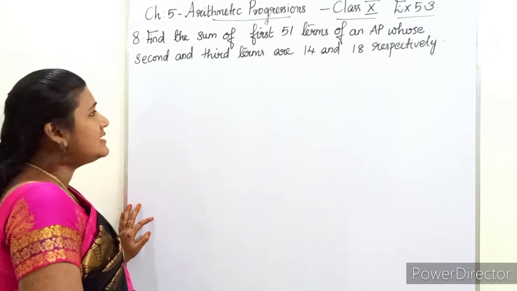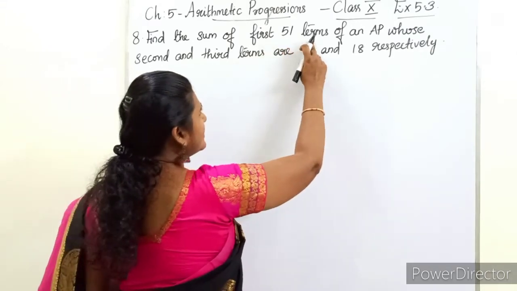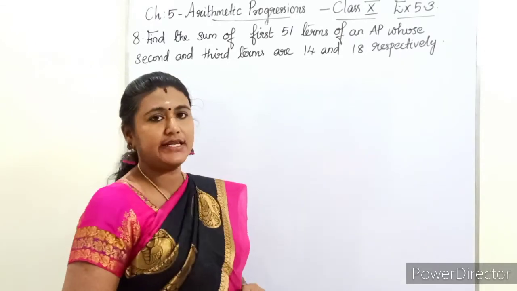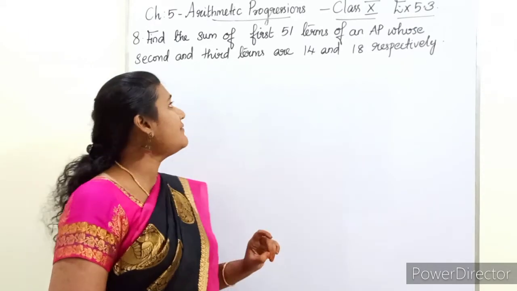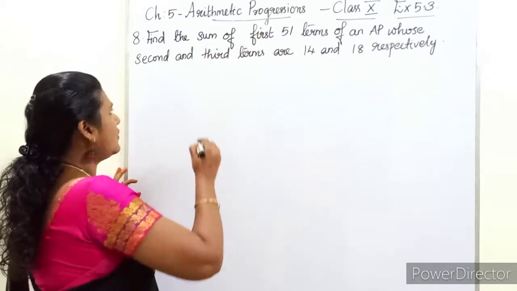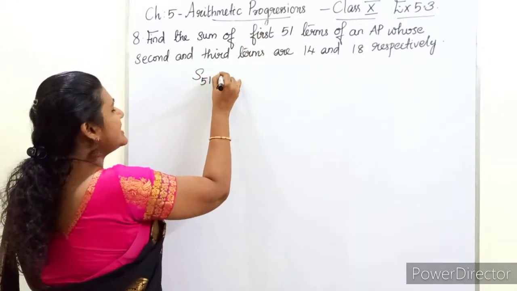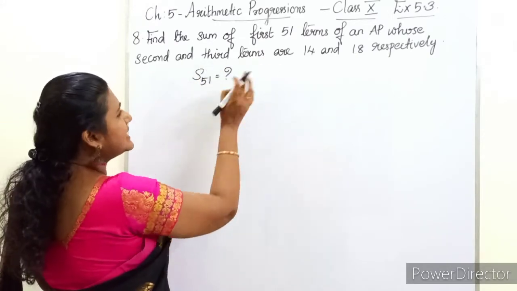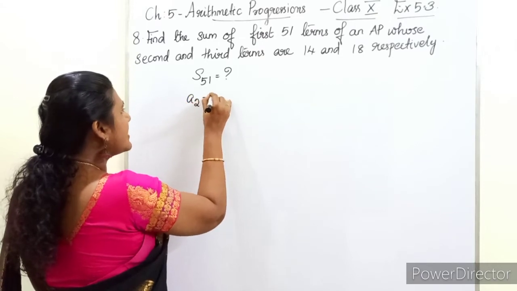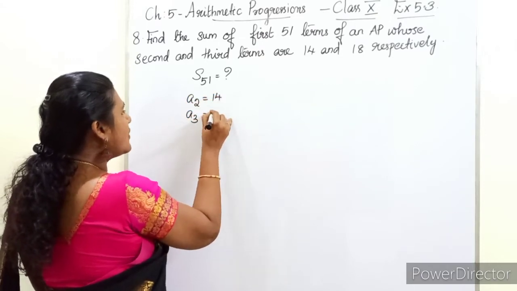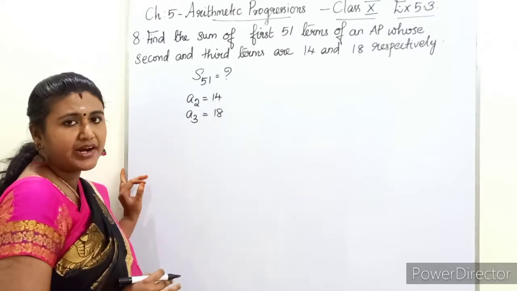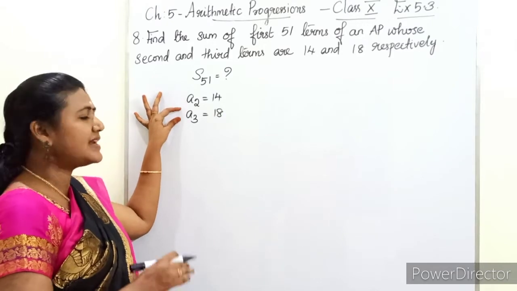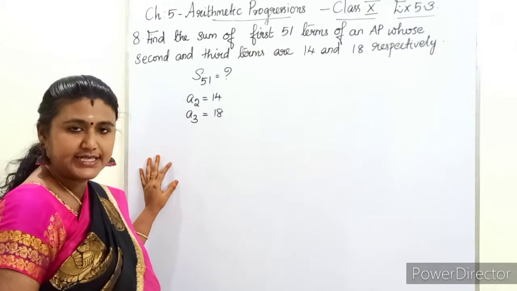Now we will see the next question. Question number 8: find the sum of first 51 terms of an AP whose second and third terms are 14 and 18 respectively. In this question we have to find S51, the sum of first 51 terms. What is given? The second and the third term. So A2 is given as 14 and A3 is equal to 18. These two values are given, and we have to find S51. What we will do is, from these two we will get two equations in A and D.